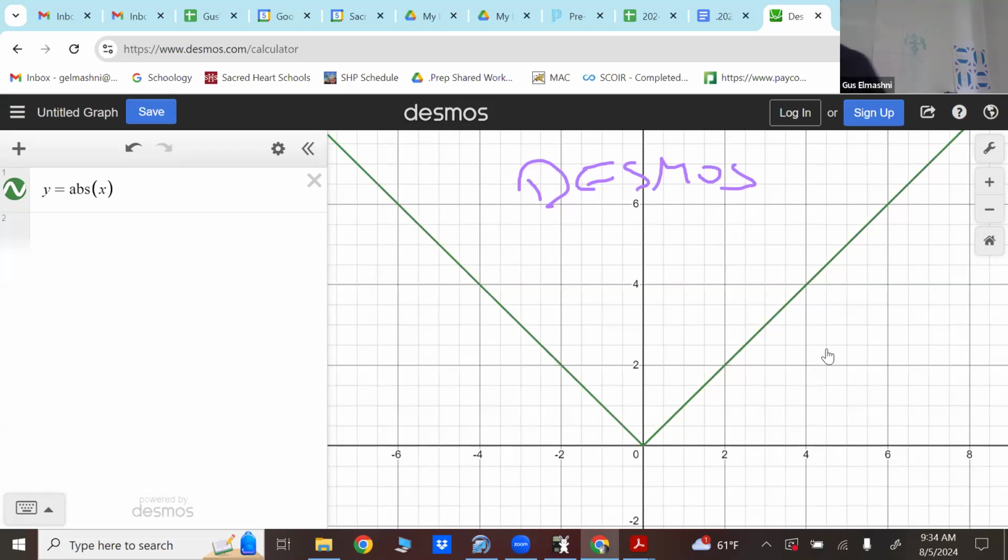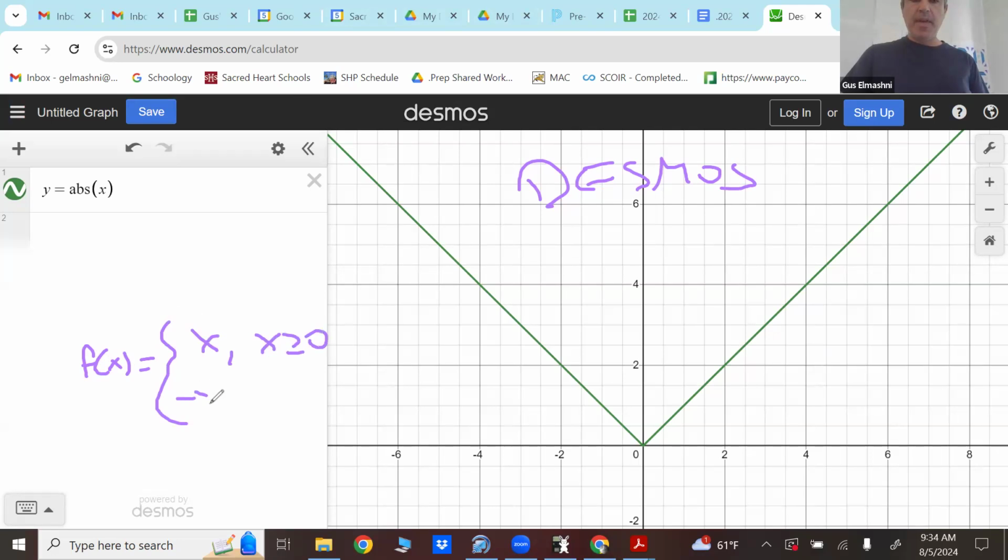In essence, an absolute value, if you think about it, is a piecewise function, right? It looks like two pieces. Y equals x when x is bigger than or equal to 0. Negative x when x is less than 0. And the equal sign could go to either one, doesn't really matter. That's what you're doing. You're graphing two different lines, but just portions of each. So it's like a V shape.